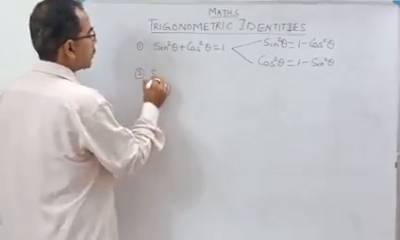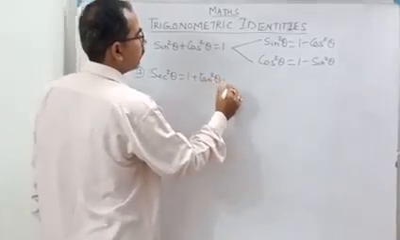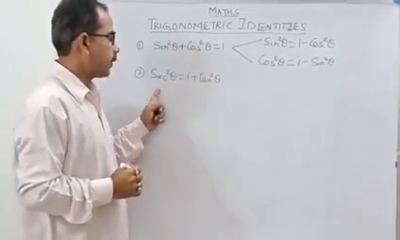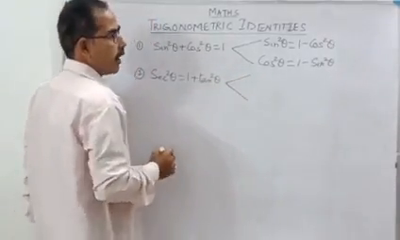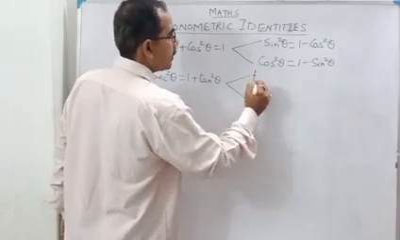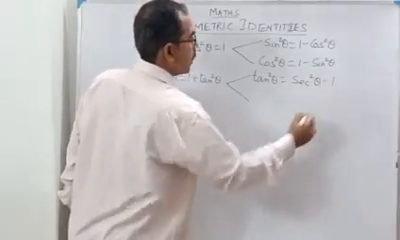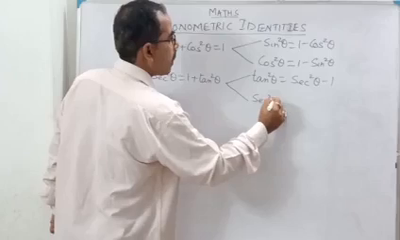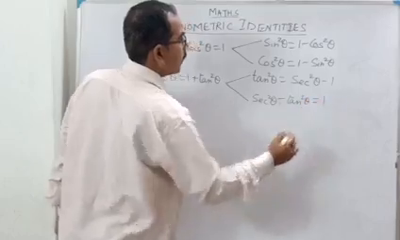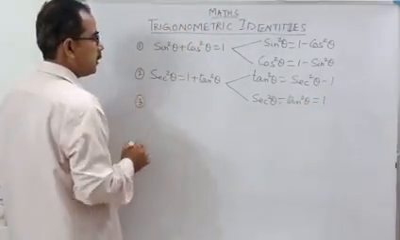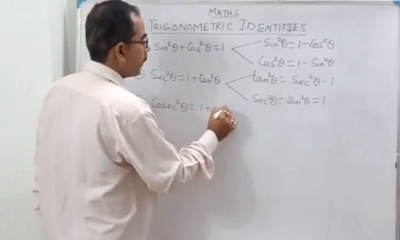Number 2, sec square theta equal to 1 plus tan square theta. This is the second identity, that is sec square theta equal to 1 plus tan square theta. So from here also two more identities can be derived, that is tan square theta equal to sec square theta minus 1 and sec square theta minus tan square theta equal to 1. And the third one, cosec square theta equal to 1 plus cot square theta.